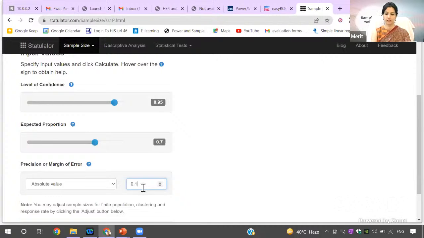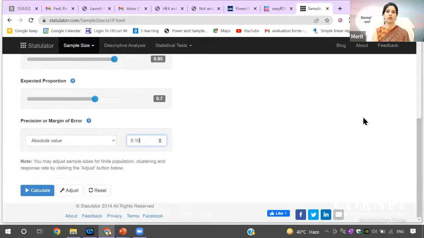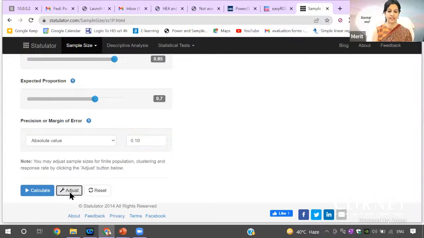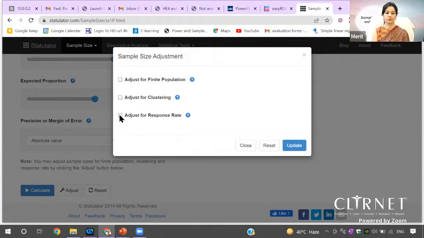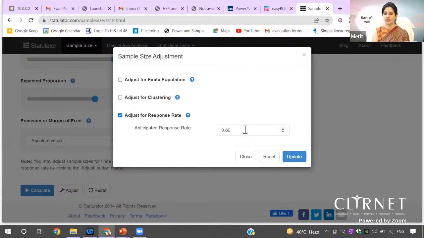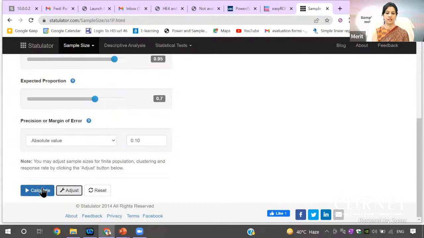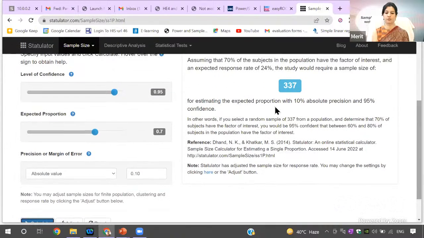So it is 0.10. And in the adjustment, because you have to divide it by the prevalence, how are you going to do it? In the adjustment, if you take this response rate as 24%, I will enter 0.24 here, and then I'll update it and do the calculation. So it will be 337. So 337 individuals are needed if I want to test the CRP in my setting.